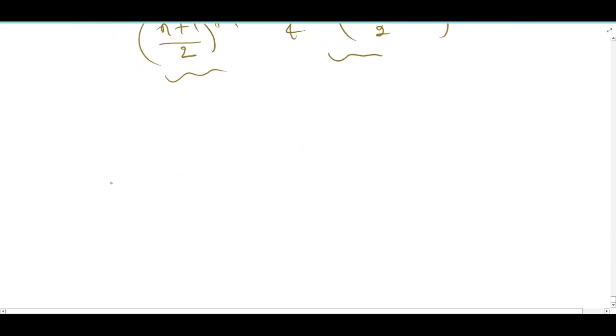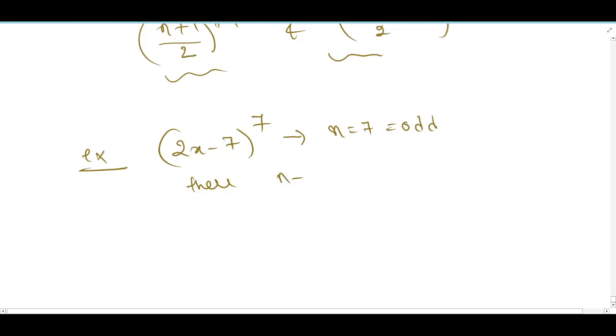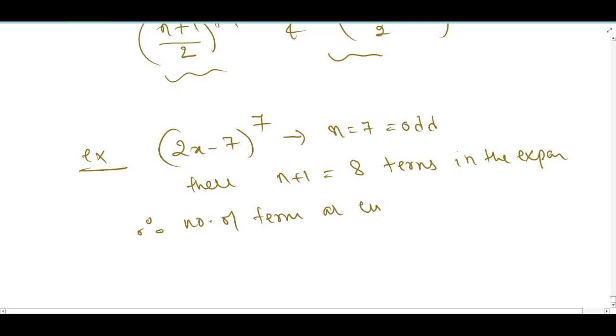So let's take an example to find the middle term. Example: (2x minus 7) to the power 7. So here n is equal to 7, which is odd. So n plus 1 is equal to 8, so there will be 8 terms in the expansion. Therefore the number of terms is even, so there will be two middle terms.